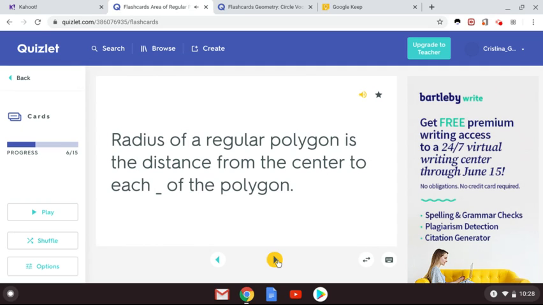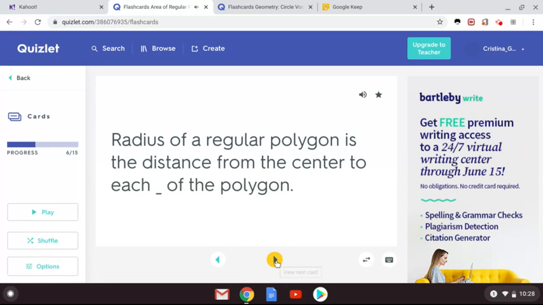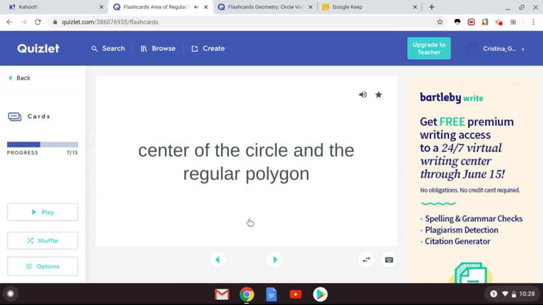Radius of a regular polygon is the distance from the center to each vertex. P is the center of the circle and the regular polygon. This one doesn't really matter, it can be any variable, any letter. It's just how you define the circle. It doesn't have to be P in this case.